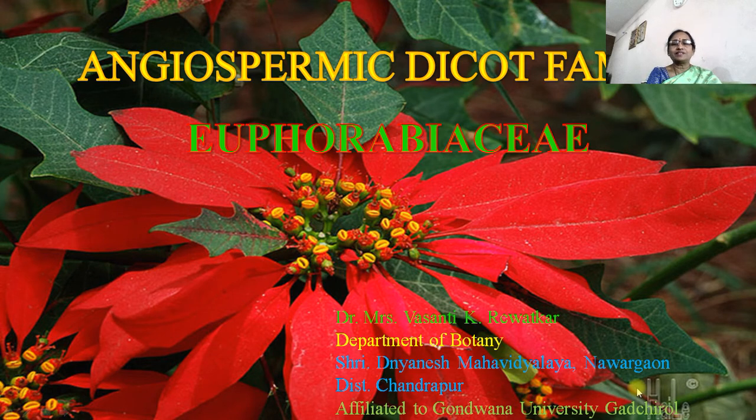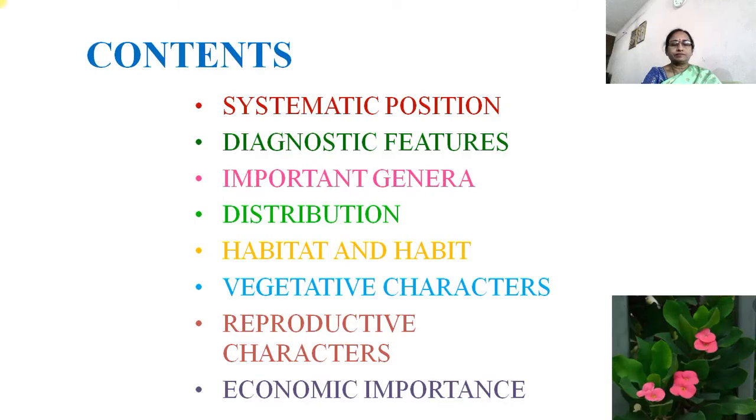Here, in this lecture, I am explaining the dicot family Euphorbiaceae. The content of this topic is the systematic position of this family Euphorbiaceae, then diagnostic features of this family, important genera present in this family, distribution of plants present in this family, habitat and habit of the plants which are placed in this family, vegetative characters and reproductive characters, and lastly economic importance of this family. We are going to study one by one in detail.